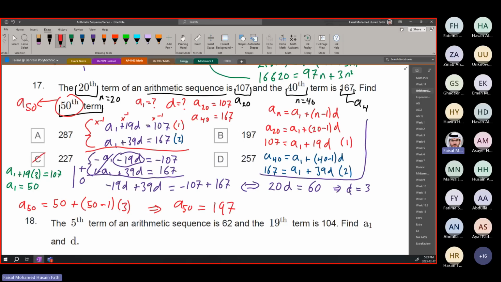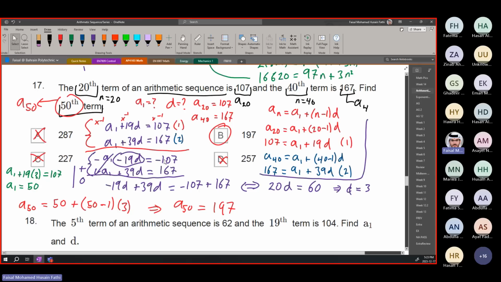197. 197 is the final answer. This is how you solve an equation like this when you're given different terms.